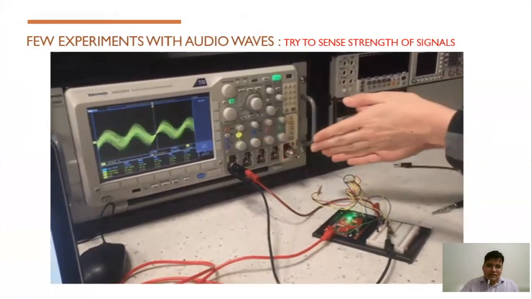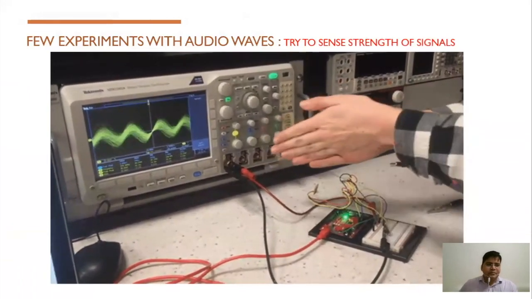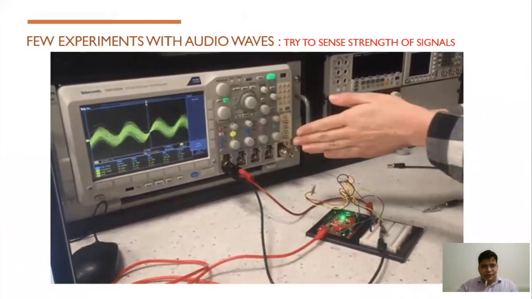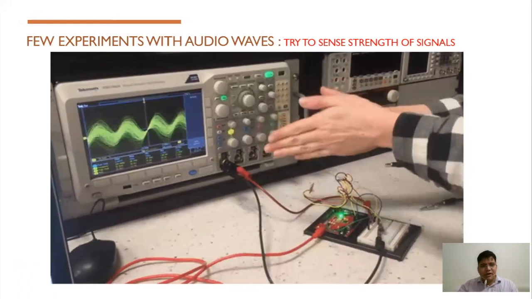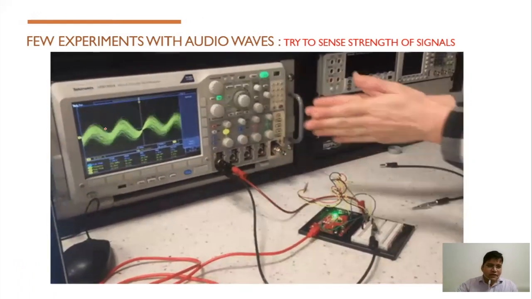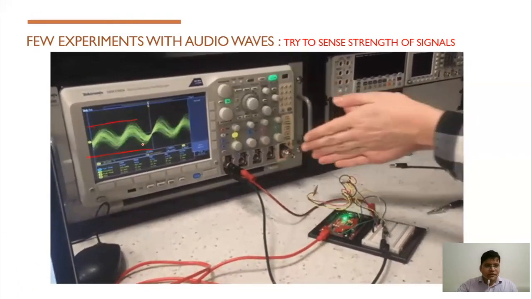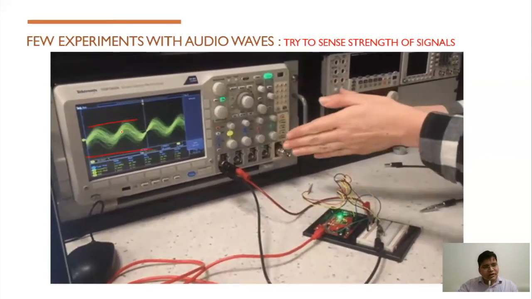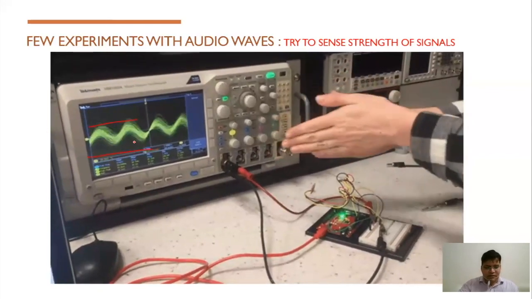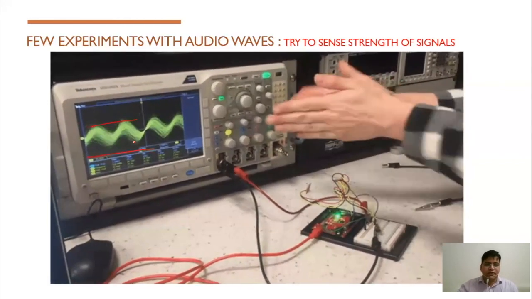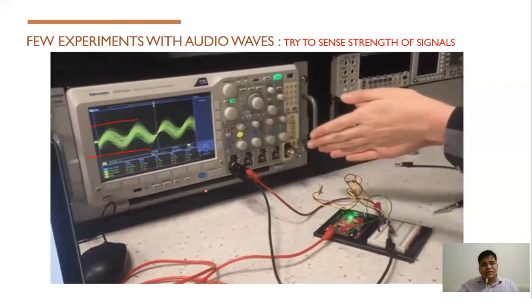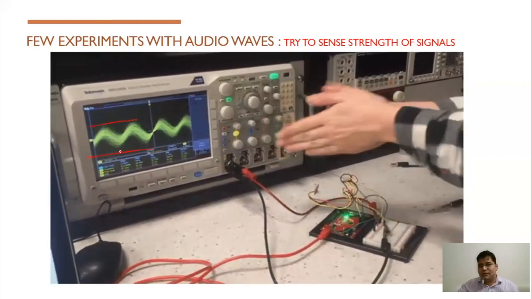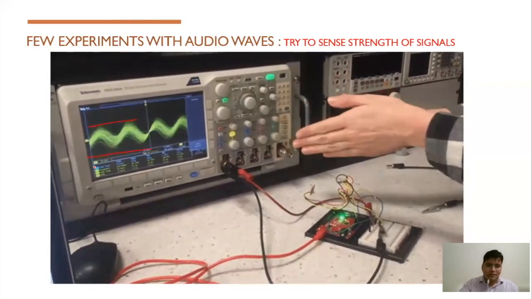So you can see in this experiment, an oscilloscope is connected with some type of receiver, and someone is clapping, and the strength, the amplitude of the signal, is being increased. When he claps, the strength of the signal is increased. So that is the strength we can capture. You can see another thing: the audio signal is being converted into the form of an electrical signal, and you are observing it through the oscilloscope.